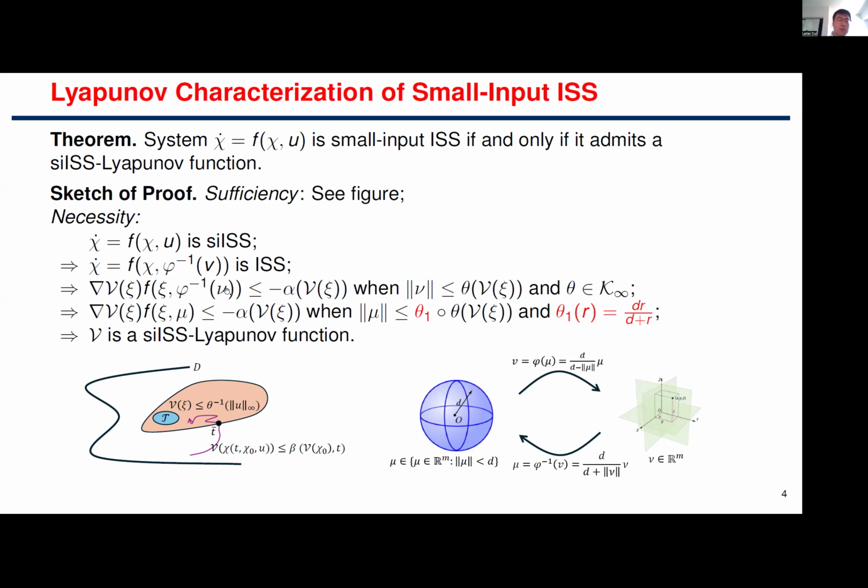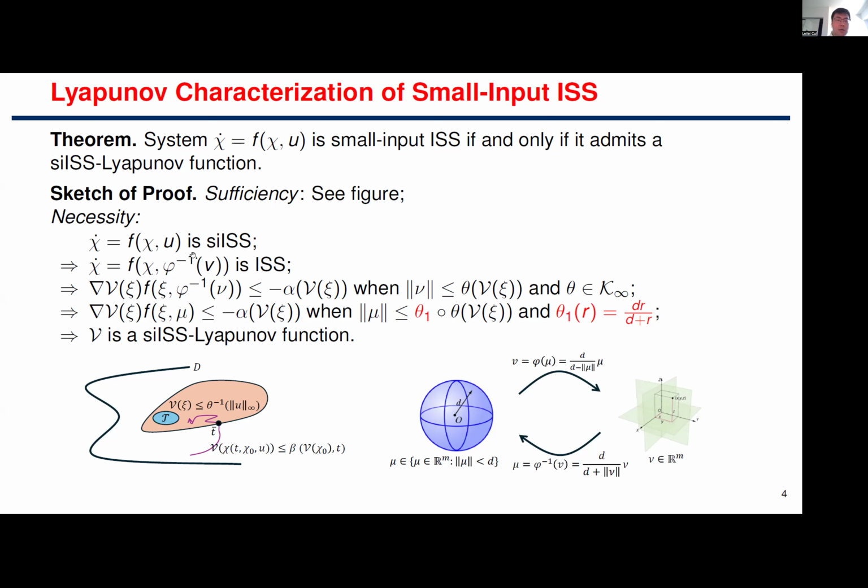Next I will talk about the sketch of the proof for the necessity. For necessity, we introduce a diffeomorphism phi between an open ball and a Euclidean space. Since phi is a diffeomorphism, for any input U, we can reparameterize it by some vector V in the Euclidean space, which means that for any bounded input U, we can reparameterize it by some unbounded value V.